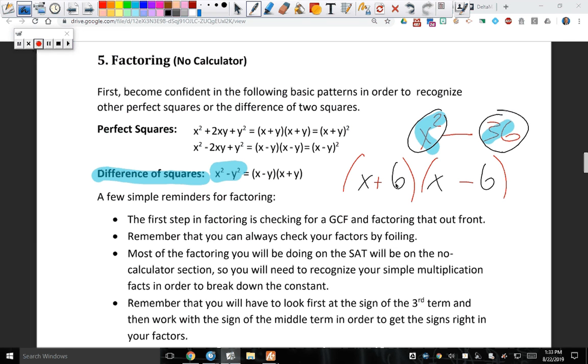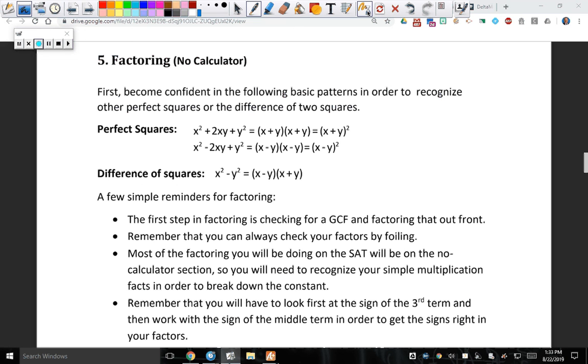Can you remind me what happened to the b term if I were to FOIL this out? Positive and negative 6x go to what? 0. Okay? So there's difference of squares. That's why we know there's no such thing as sum of squares, because you can't cancel that b term to 0, because everything's adding.